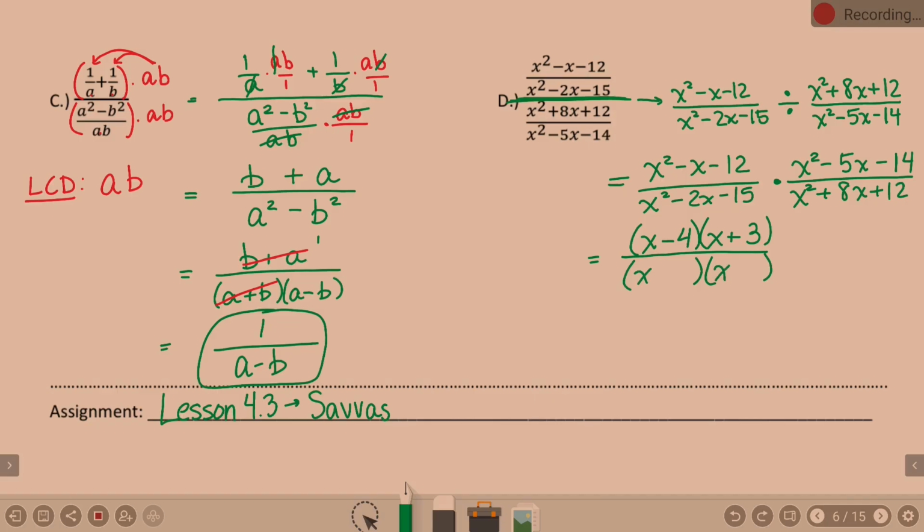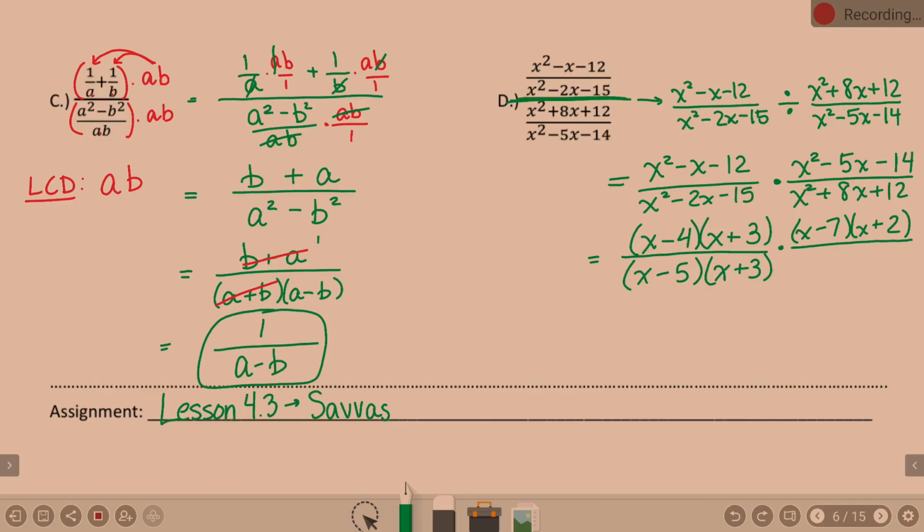Okay. Are you guys okay with negative 4 times positive 3 on that top one? Denominator, multiplying to be negative 15, adding to be negative 2. Negative 5, positive 3. Second fraction. x squared is x and x. Multiplying to be negative 14, adding to be negative 5. 7 and 2. Negative 7 plus 2 would give me the negative 5.